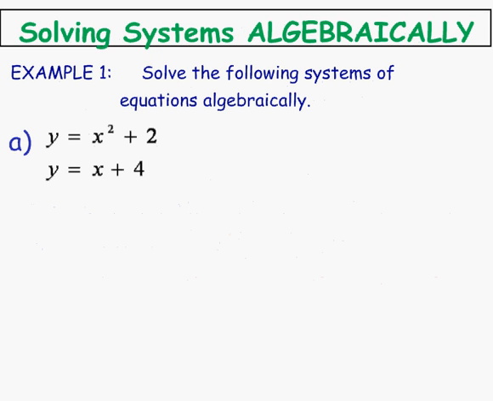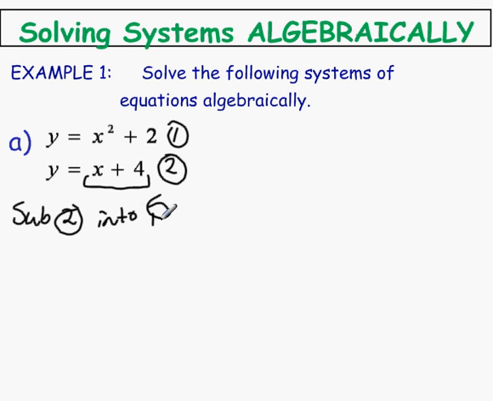Okay, so we're going to do 3 examples of how to solve these systems algebraically. The first one, we have a linear equation and a quadratic equation. We want to substitute our linear equation into our quadratic equation. If you look here, our second equation is already isolated for y, so I can substitute x plus 4 into the first equation. Okay, so our new equation is going to be x plus 4 equals x squared plus 2.